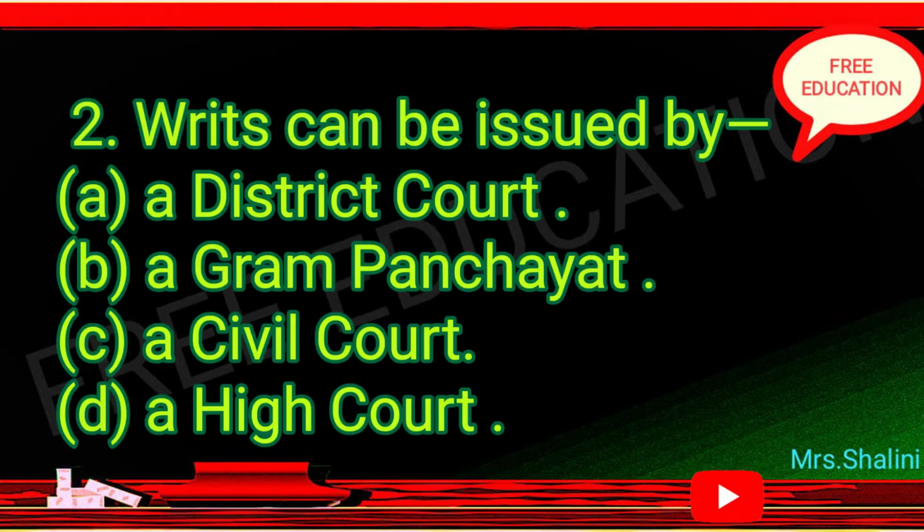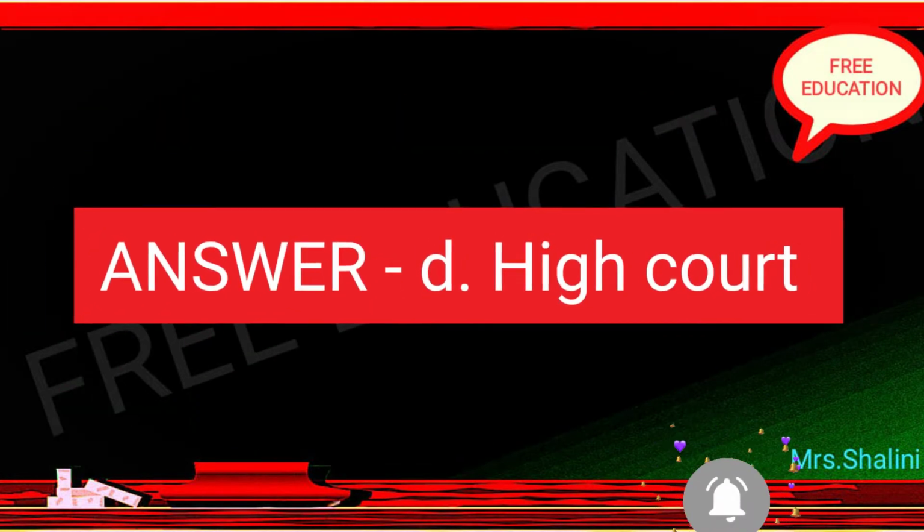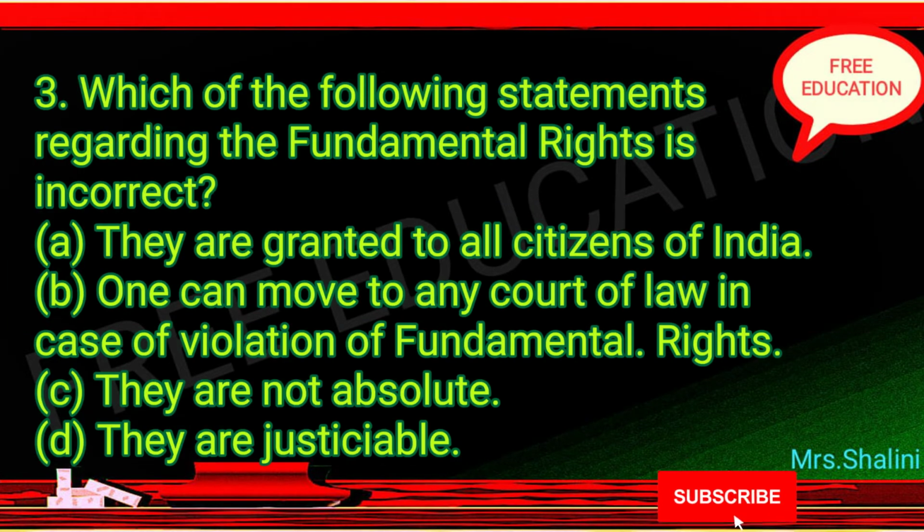2. Writs can be issued by: A. District Court. B. Gram Panchayat. C. Civil Court. D. High Court. Answer: D. High Court. 3. Which of the following statements regarding the fundamental rights is incorrect? A. They are granted to all citizens of India. B. One can move to any court of law in case of violation of fundamental rights. C. They are not absolute. D. They are justiciable.